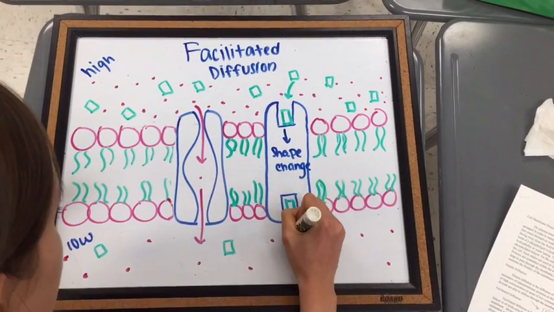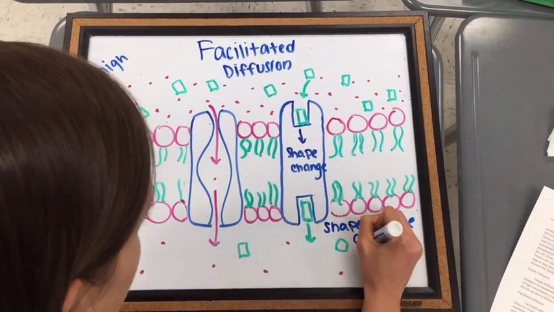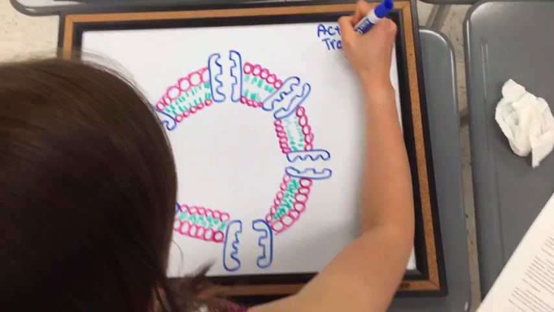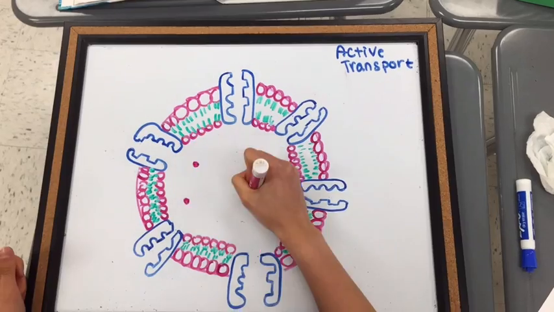Molecules can also enter carrier proteins. When a molecule enters a carrier protein, it causes its shape to change, allowing the molecule to enter the cell. Active transport is the diffusion of molecules against the concentration gradient with the use of ATP.